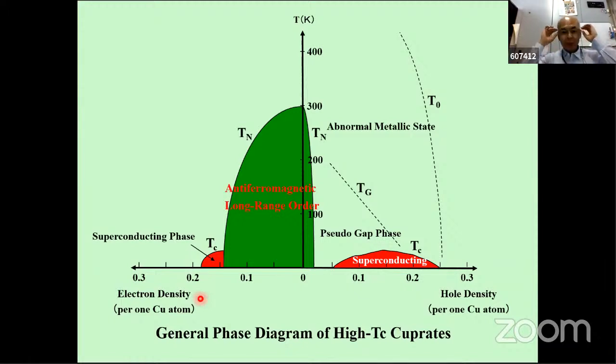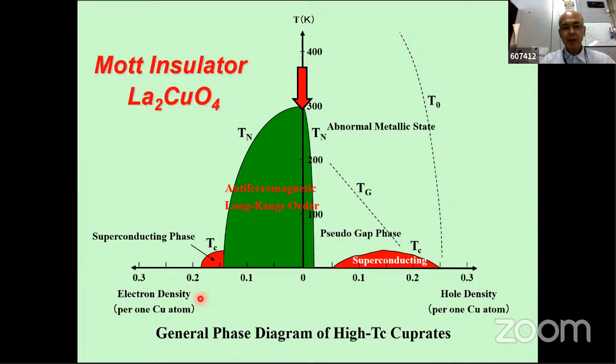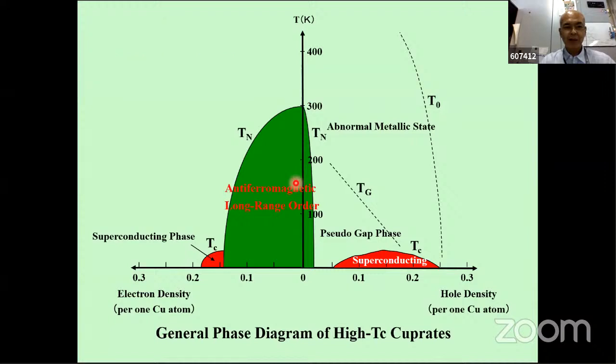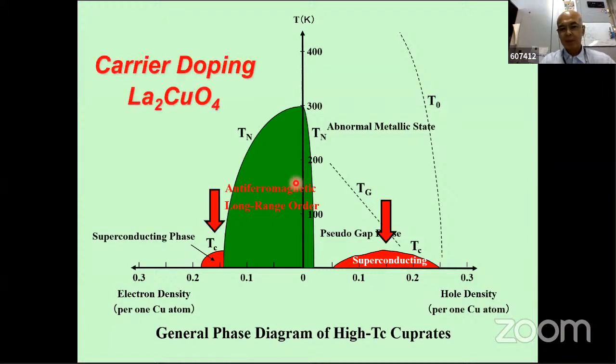And this is a general phase diagram of the lanthanum-based high TC cuprate. The important point is the high TC cuprate La2CuO4. This is completely ceramic, but this is an insulator. The insulator means it is not in a superconducting state and shows a magnetic state. It is an antiferromagnetic long-range ordered state. The green area is an ordered state. So once we dope carriers, like electrons or holes, then we can see the superconducting state.